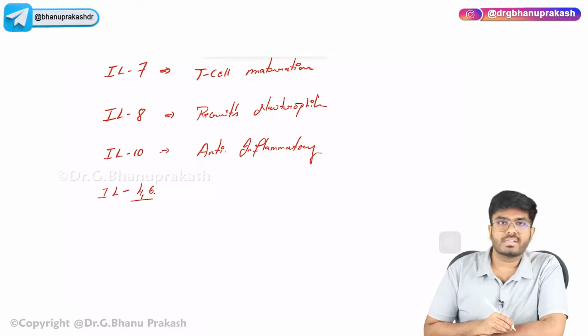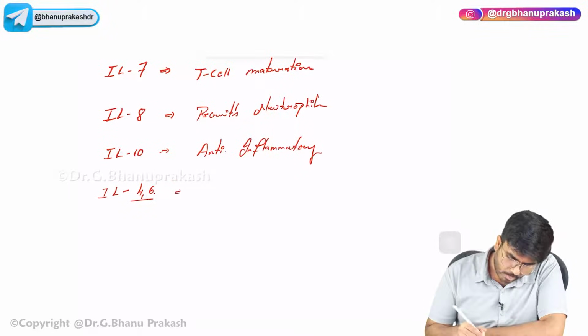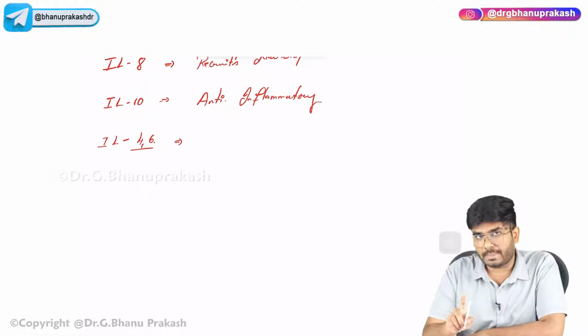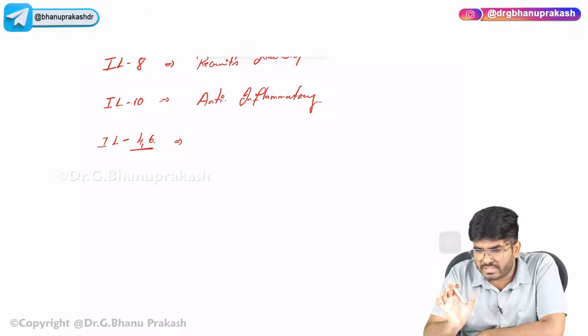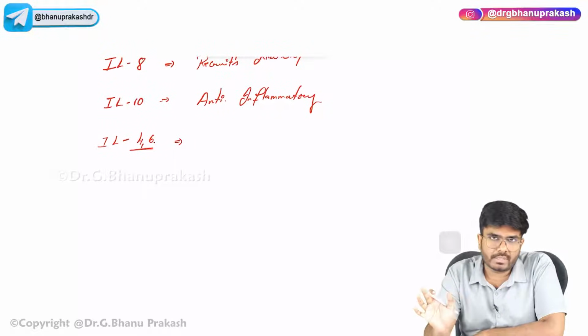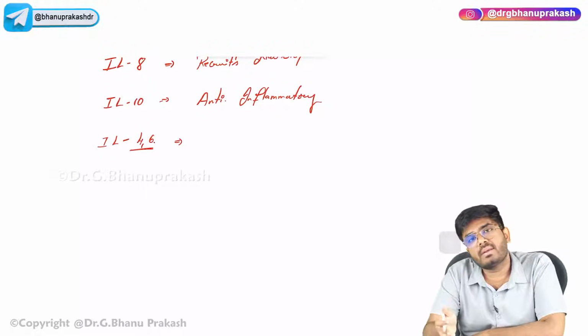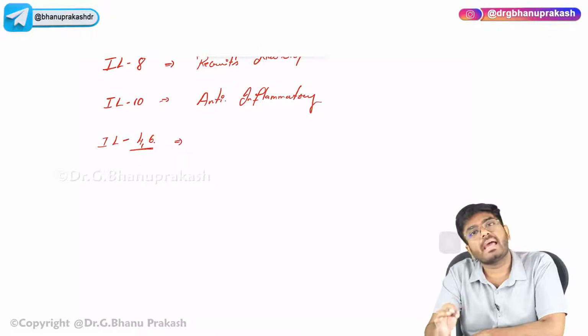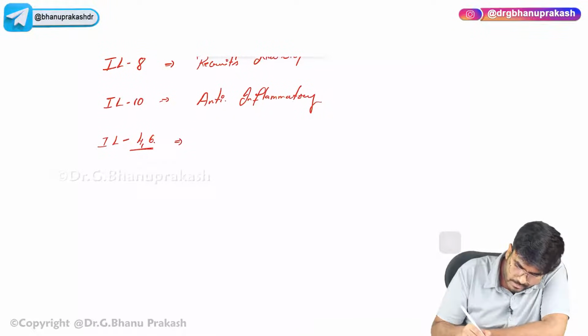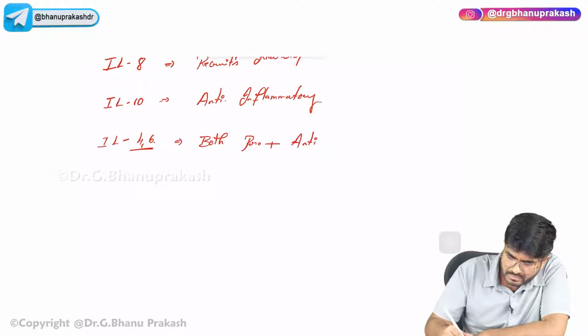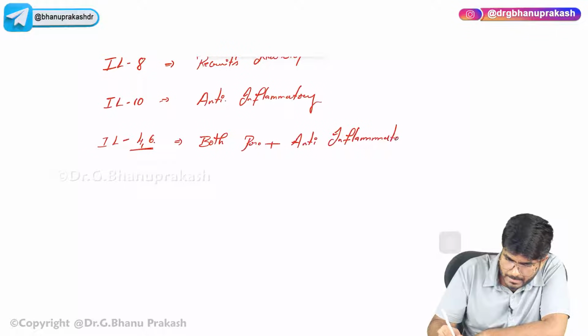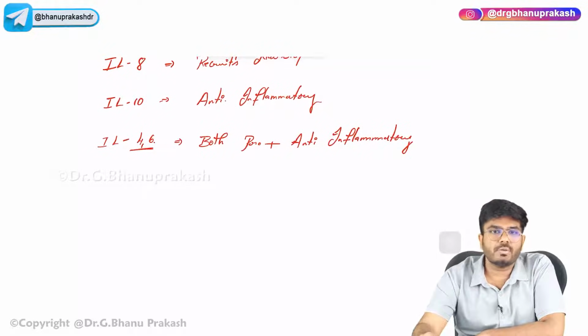And interleukin 4 and 6. Now why I am discussing 4 and 6 again here is, see, they are both pro and anti-inflammatory. What is absolutely anti-inflammatory is interleukin 10. But interleukin 4 and 6, they can act pro-inflammatory as well as anti-inflammatory. Okay, so 4 and 6 are also completed.